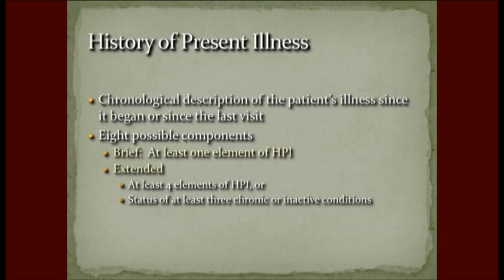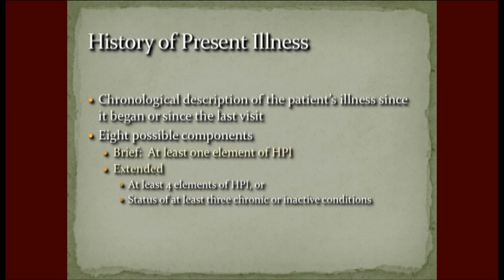There better be something there really early that says why they're here. No, number 1, history of present illness. There are 8 parts of history of present illness. If you have at least 1 part, it's considered a brief history of present illness. If you have at least 4 parts, it's considered an extended history of present illness. You never have to have all 8.